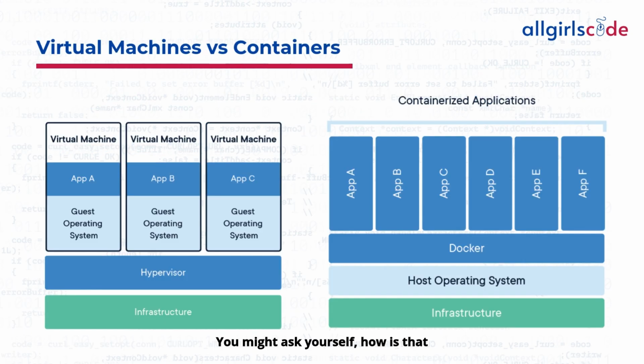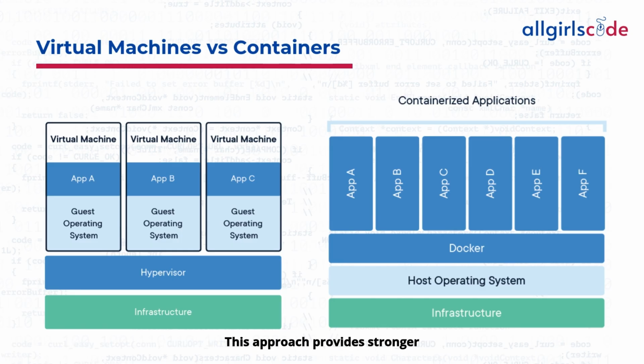You might ask yourself, how is that different than setting up a virtual machine? Virtual machines, or VMs, rely on a hypervisor. Examples include VMware, VirtualBox, or Hyper-V, to emulate an entire set of physical hardware for each instance. So when you spin up a VM, it boots a full guest operating system, whether it's Windows, Linux, or whatever, which in turn initializes its own kernel, drivers, and system services.